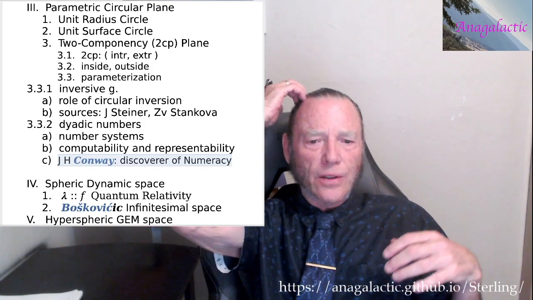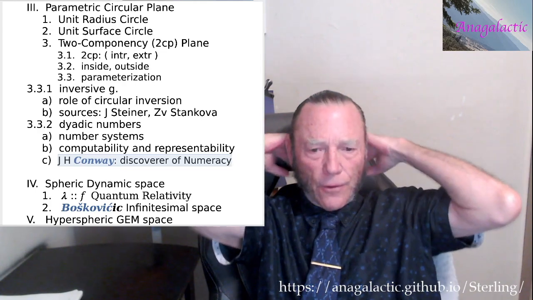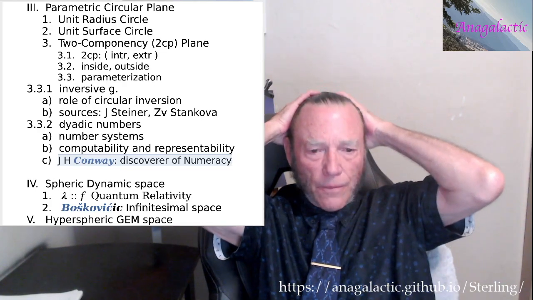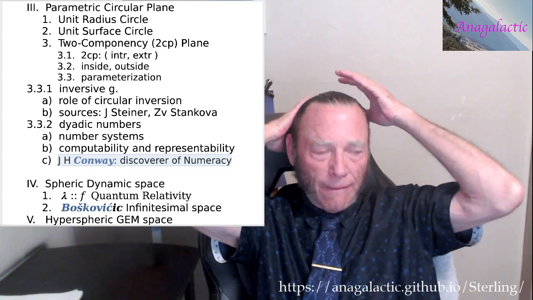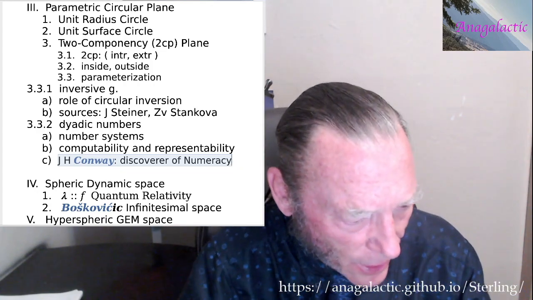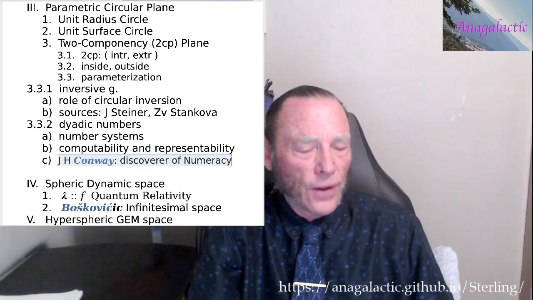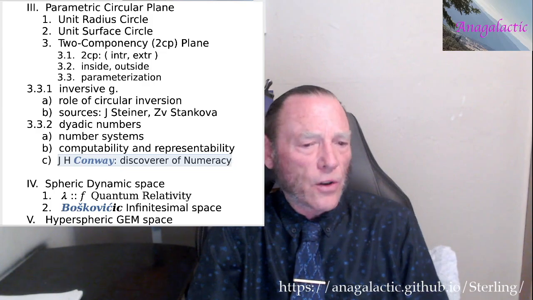And he is the discoverer of the number system definition for our linear number system. He finally defined what is a linear number. But here's the amazing thing. He included all of the infinities. And that's quite a trick.